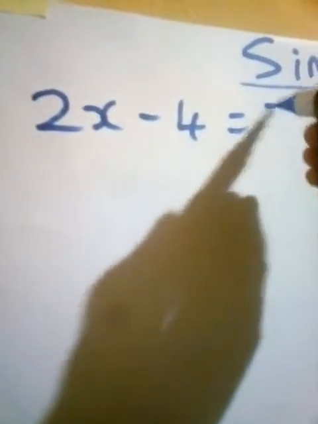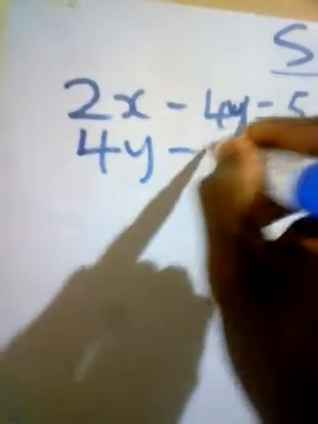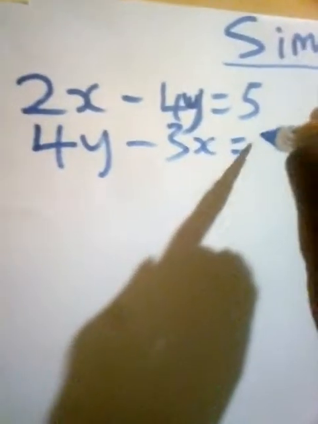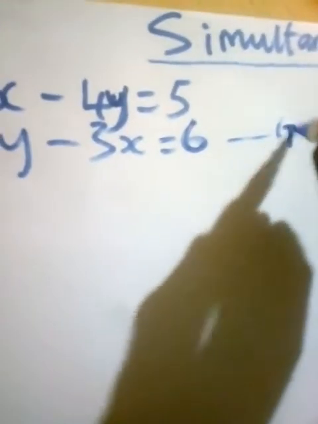So assuming I have 2x minus 4y is equal to 5, because I'm finding the value of x and y simultaneously, and I have here 4y minus 3x is equal to 6. This is equation 1. This is equation 2. I am told to find the value of my x and my y.